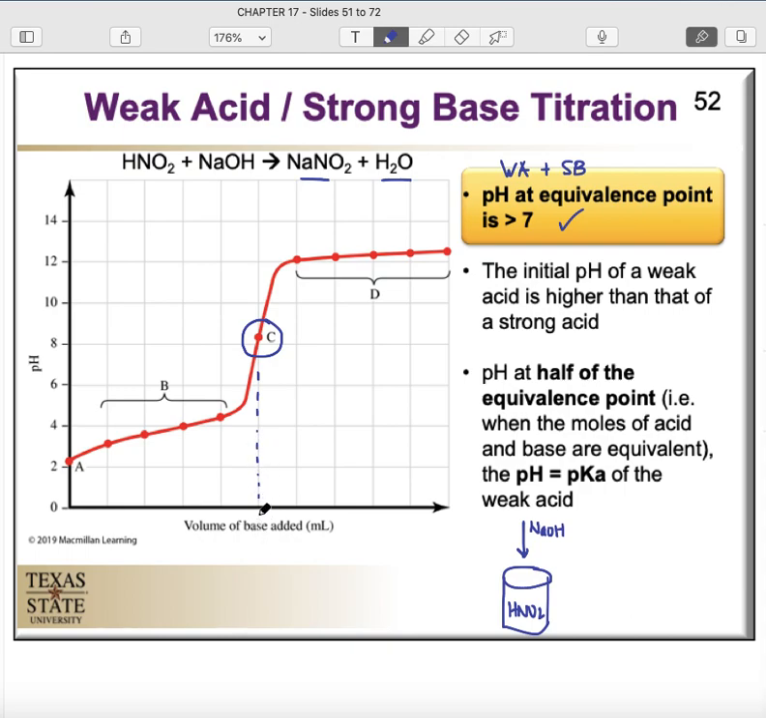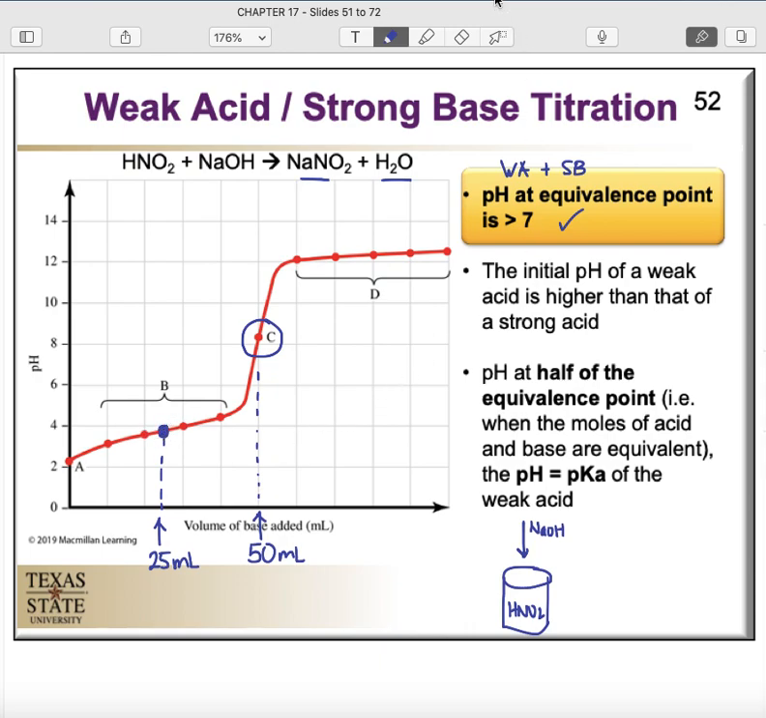So let's say, just for kicks, let's make up a number. Let's say that to reach the equivalence point, we needed 50 milliliters. Then the halfway point would have been whenever I would have added a total of 25 milliliters of my titrant, meaning that I have added half the number of moles of my titrant that I would need to reach the equivalence point.